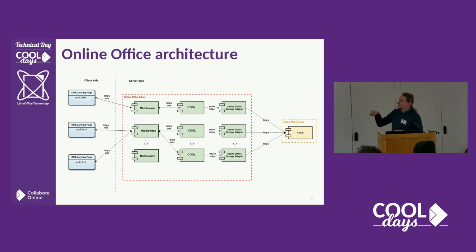These three components that you can see here inside that red rectangle, all of them are deployed through Kubernetes. Okay, so not only Collabora Online, but also the router, the storage adapter. Of course, the biggest number of instances is on Collabora Online side. Okay, the other components have much less instances.